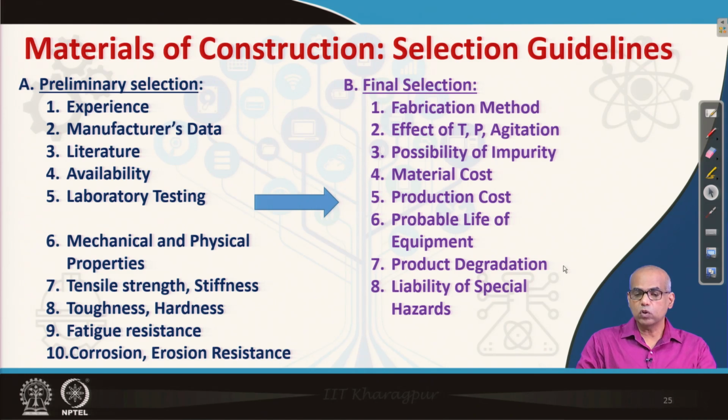So, final selection will be based on both technical factors as well as economic factors: fabrication method, effect of temperature, pressure, agitation, possibility of impurity, material cost, production cost, probable life of equipment, product degradation, liability of special hazards, etc. So, these are the factors which you can use as guidelines for selection of materials of construction.